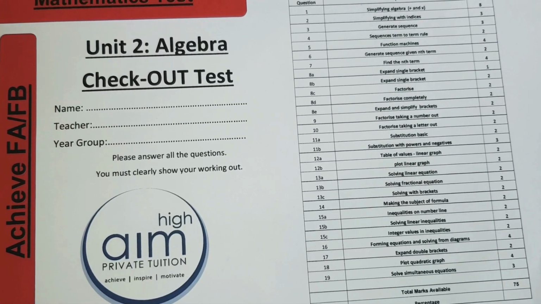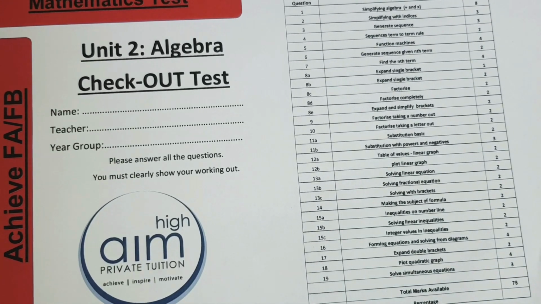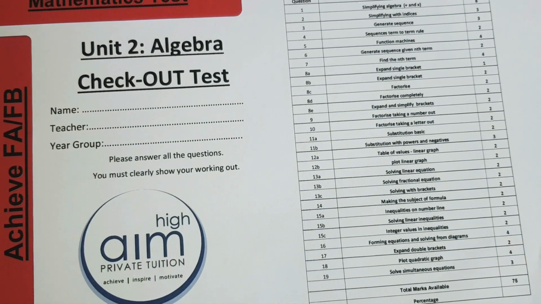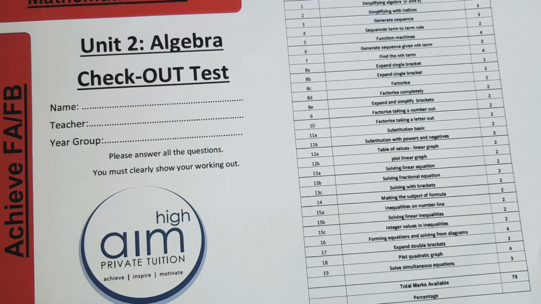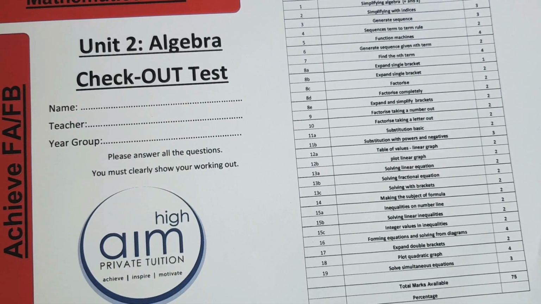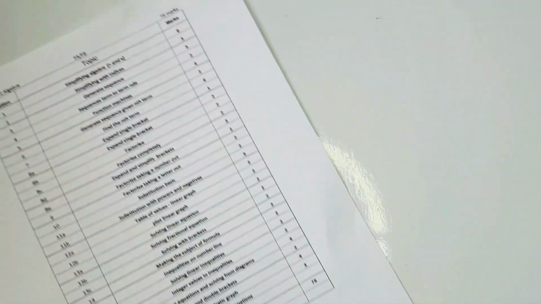Today we're going to go over the FA/FB checkout paper, which is going to be based on all the algebra topics that you've covered over the past few weeks. So if you could get your paper out, the one that you've done at home, and preferably have with you a different color pen, a red pen for example, and then as I go over the answers I would like you to mark it and make the corrections. So let's get started. So we'll start with question 1.